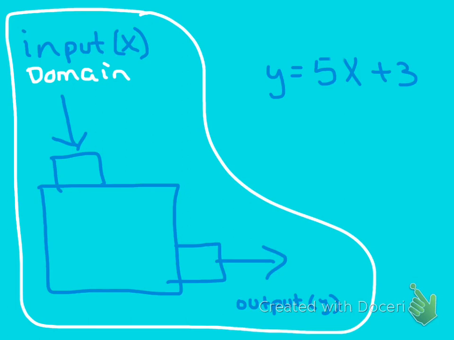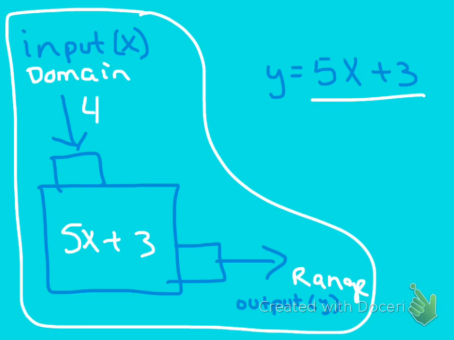It's always the x value. And what you get out is called the range. It's always the y value. So in this function, our function is y equals 5x plus 3. No matter what we put in, we're always going to multiply by 5 and then add 3 when we're done. So when we put numbers in, like the number 4, I put that 4 into the machine, I multiply by 5, and I add 3. So what will I get out? 23. Okay, 4 was your domain, and 23 was your range. Does that make sense?